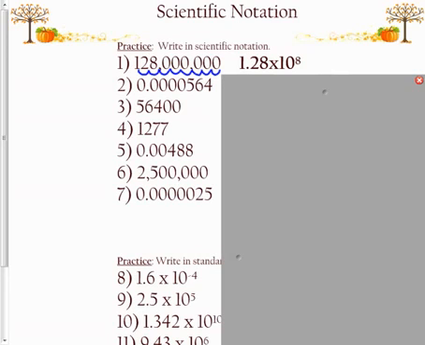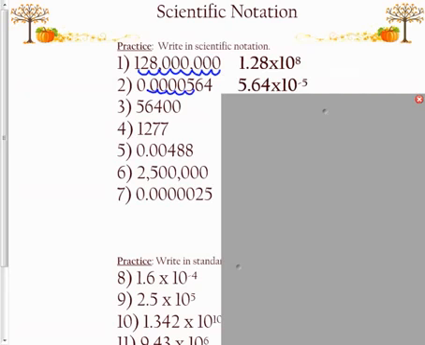For question number 2, we have a very small number, so we're going to know it needs a negative exponent. That decimal would have to move 1, 2, 3, 4, 5 spots, so we get 5.64 times 10 to the -5.